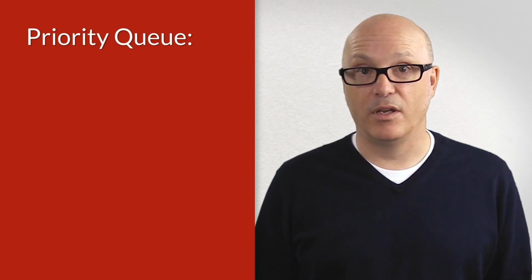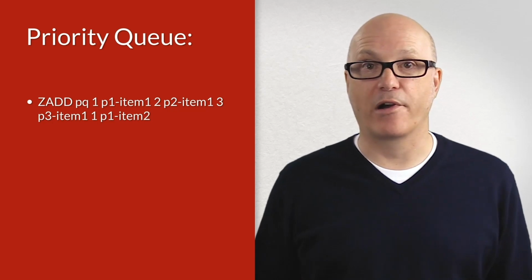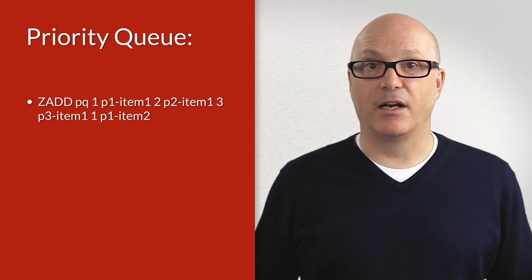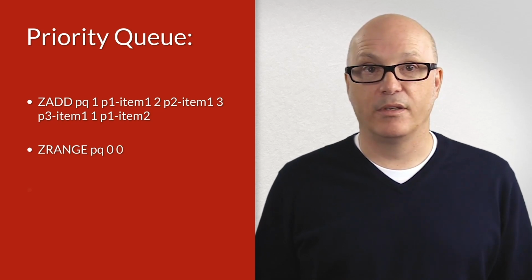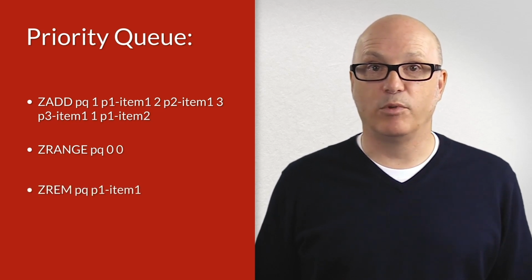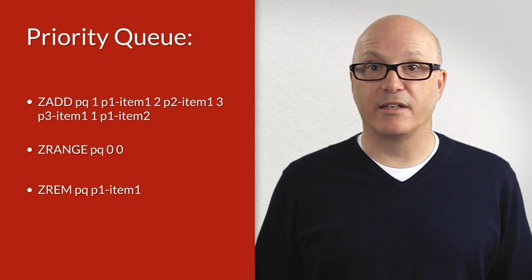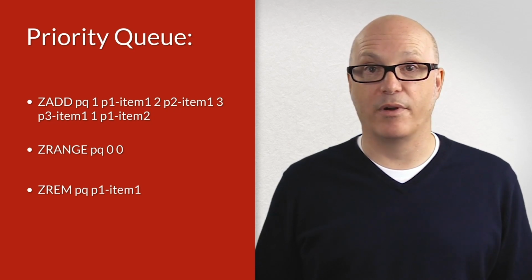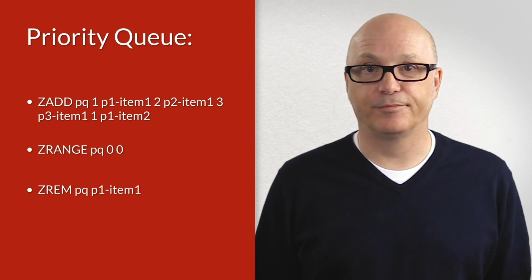Elements can be added in any order as we see here. The score maps to the priority. We are using a simple 1, 2, 3 priority. To get the next item to process in priority order, we use zrange. And to remove the item from the list, we use zrem. These statements can be combined in a transaction to make it a safe operation. And we'll talk about transactions in a later chapter.